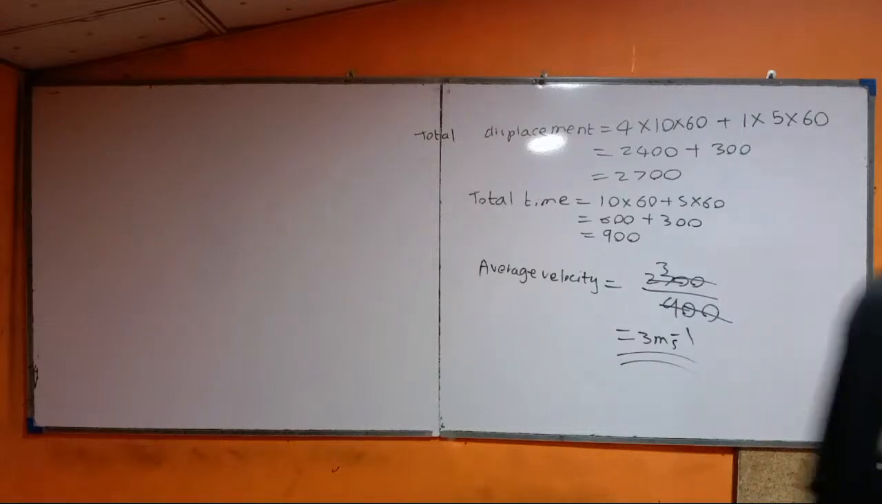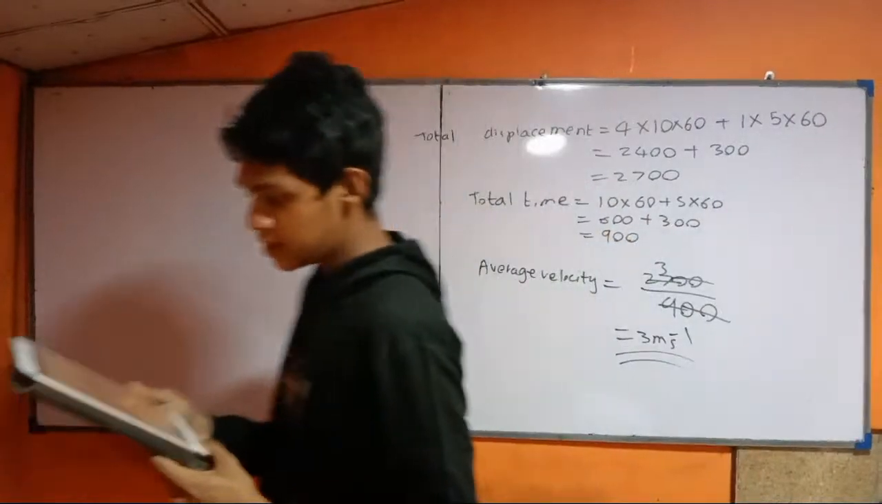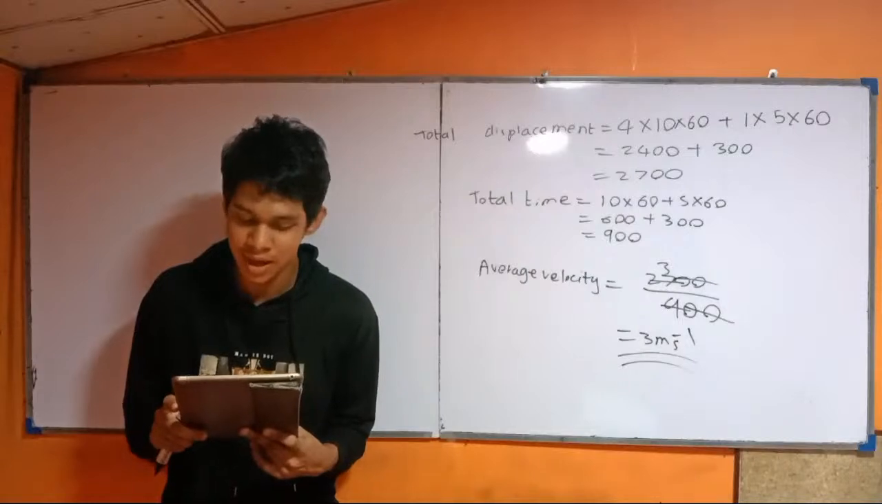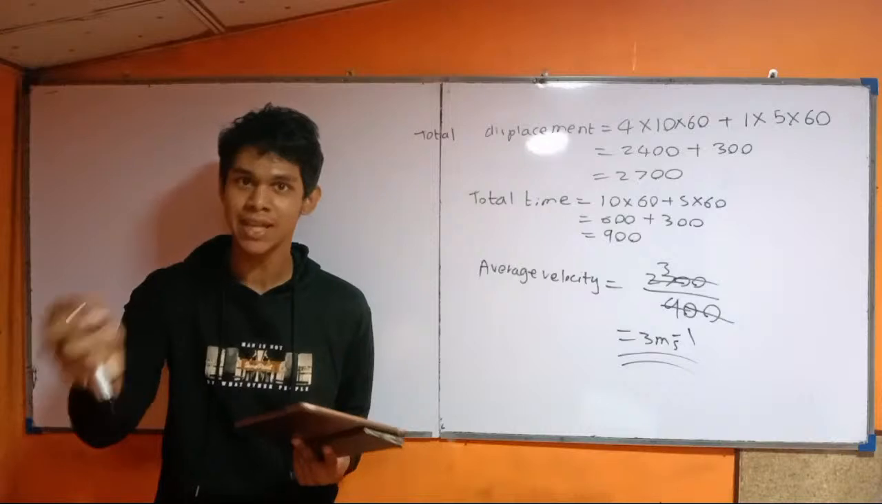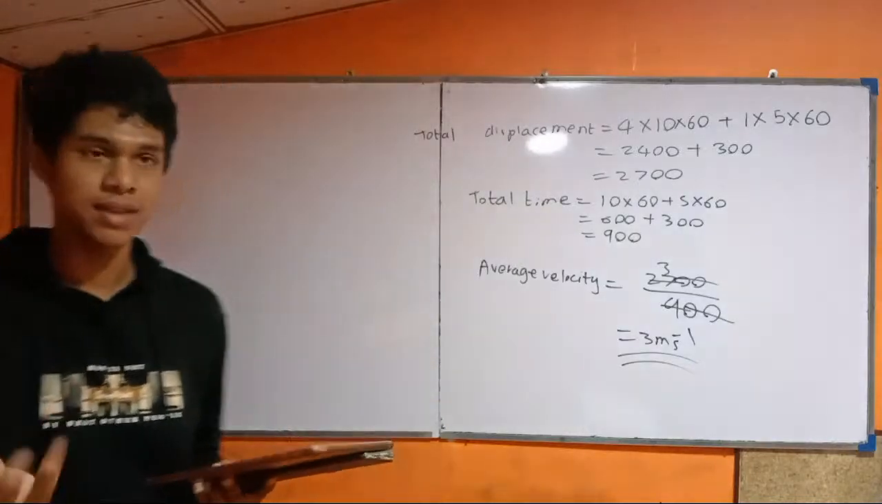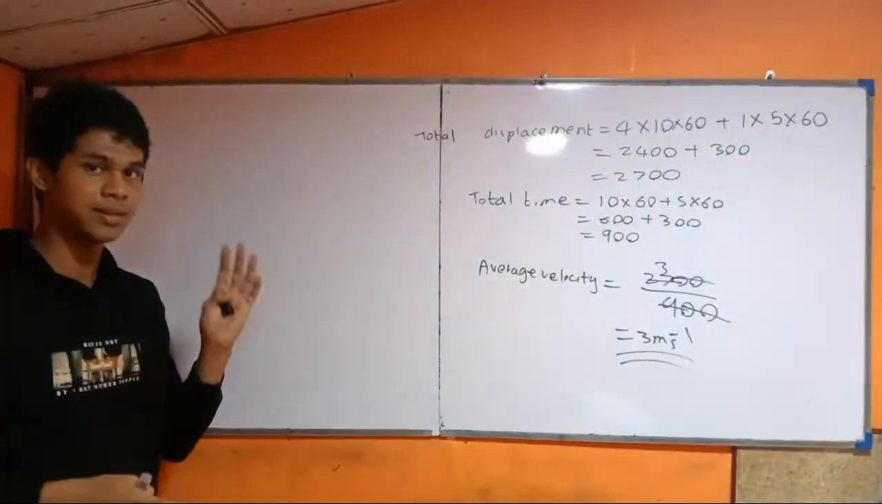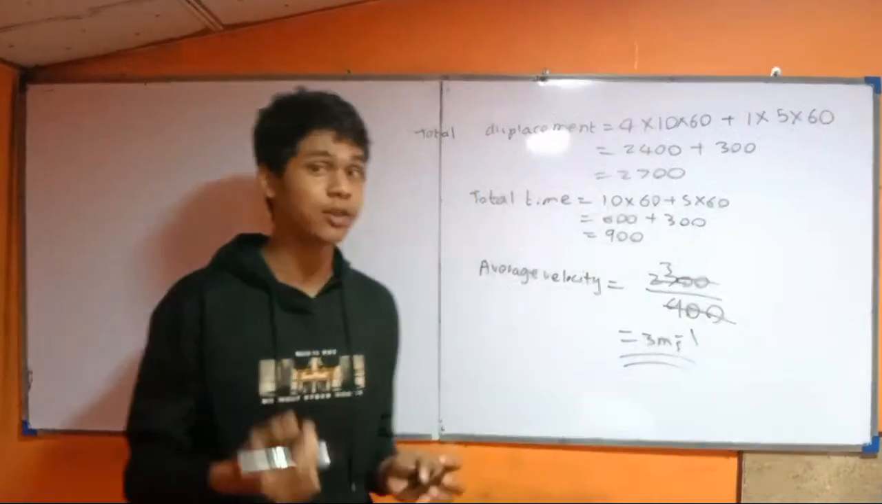Then the second question. In the above question, what if he started to walk after taking a 5-minute break? So he's running, then he stops for 5 minutes, and then he again starts to walk. Before he walks, he takes a 5-minute rest, standing in one position for 5 minutes and then starting to walk again.